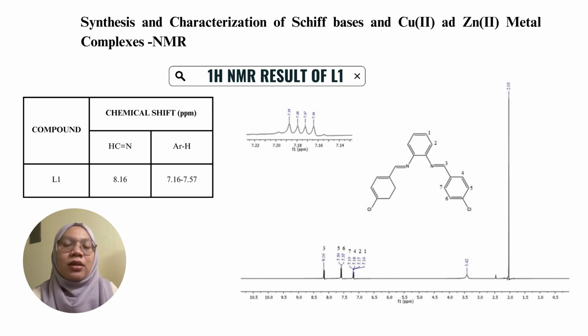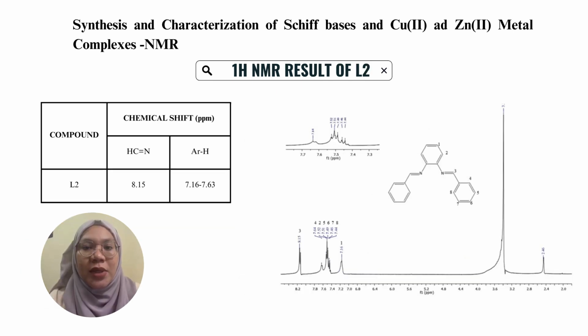This peak indicates the conformation of Schiff base that is present in the ligand. The single peak of C=N appears in the spectra, indicating the structure of the ligand is symmetrical as it appears on one side of the structure. The peak for aromatic hydrogen appears as a multiplet in the range of 7.16 to 7.57 ppm.